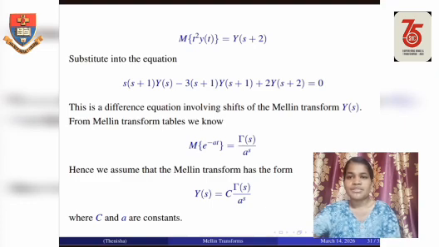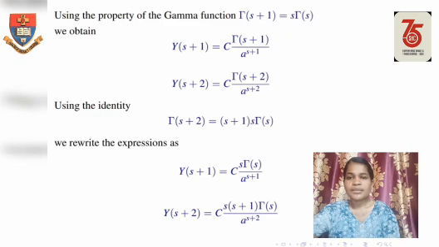From Mellin transform tables, we know M{e^(-at)} = Γ(s)/a^s. Hence, we assume the Mellin transform has the form Y(s) = c Γ(s)/a^s, where c and a are constants. Using the property of the gamma function, Γ(s+1) = sΓ(s), we obtain Y(s+1) = c Γ(s+1)/a^(s+1) and Y(s+2) = c Γ(s+2)/a^(s+2).